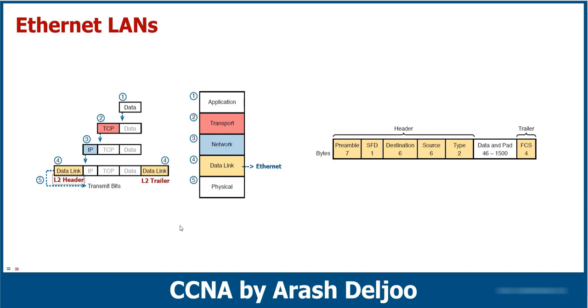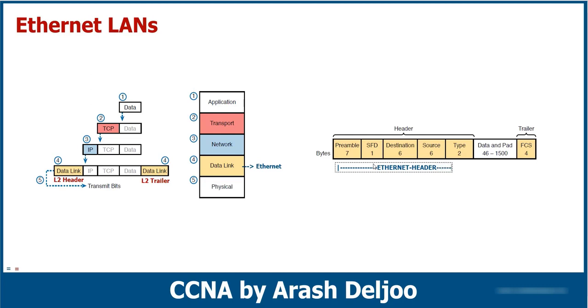Okay, now I'm going to talk about the detail or components or fields of the data link header, meaning Ethernet header, and also Ethernet trailer. Look at this picture. The right picture can give us a more detailed picture of the Ethernet header and also Ethernet trailer. Let me show you. This is the Ethernet header. As you can see, from here to here is the Ethernet header.